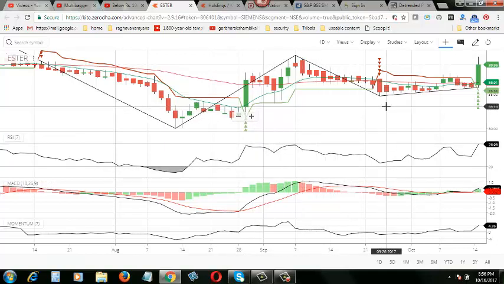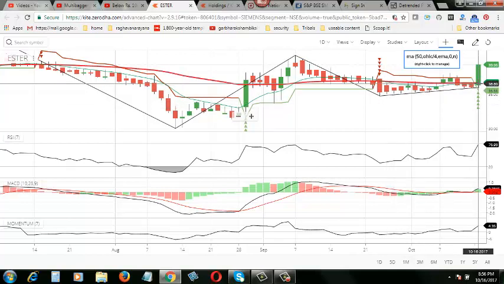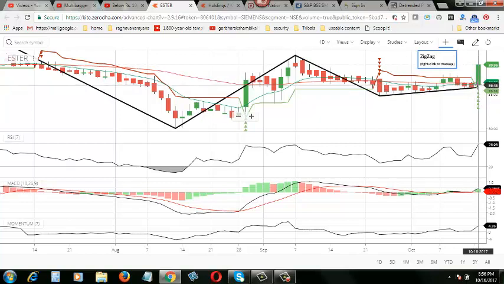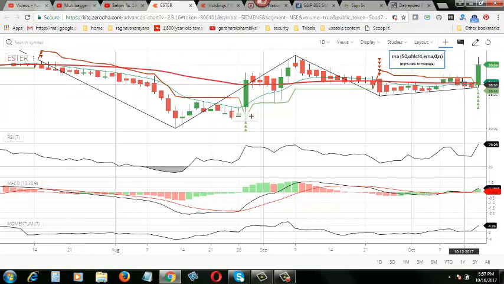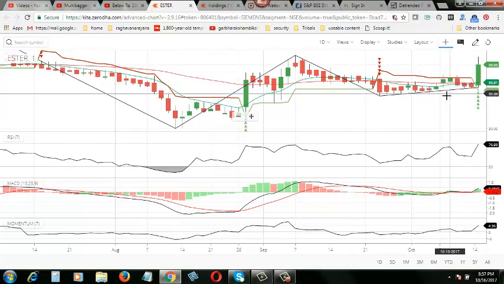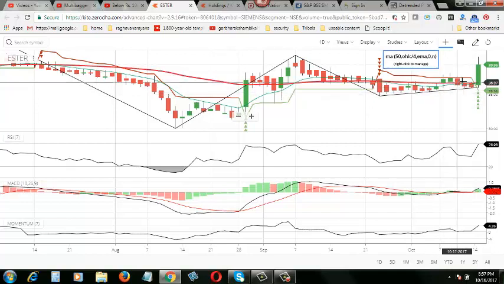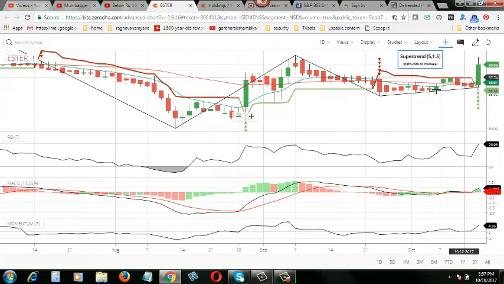The super trend has just started in Ester Industries. That is the reason why this particular stock price is rising. This trend started on October 16th. The price started from 36 and went up to 39 rupees 95, nearly 40 rupees, so it is something like a 3 rupee increase.